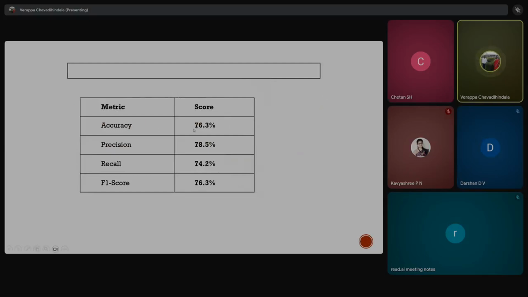Our model's accuracy is 76.3 percent. Precision is 78.5 percent. Recall capacity of our model is 74, and F1 score is 76.3.